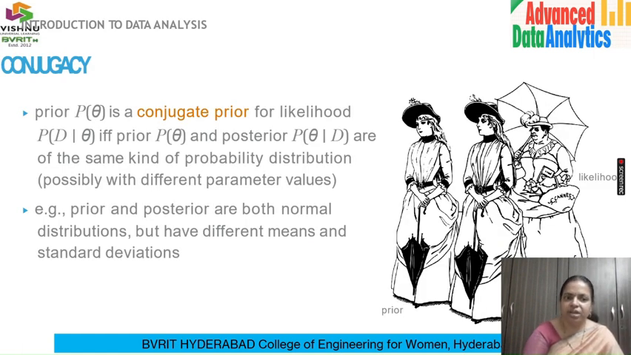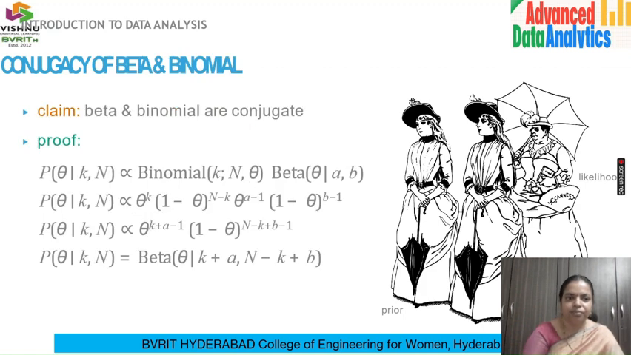Another one is conjugacy. Okay. So using those conjugate prior values, we are not able to get our proper decisions. And conjugate values of beta and binomial. So here the claim is that beta and binomial are conjugate. That is, you are saying that these two are the conjugate values.